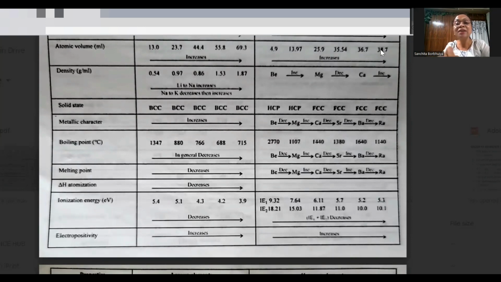Same with group 2 elements. The metallic character increases down the group because of a similar reason, but there are a few exceptions. So from beryllium to magnesium, the metallic character decreases, but it increases from magnesium to calcium, and then again it decreases. Oh, so why does the metallic character decrease?